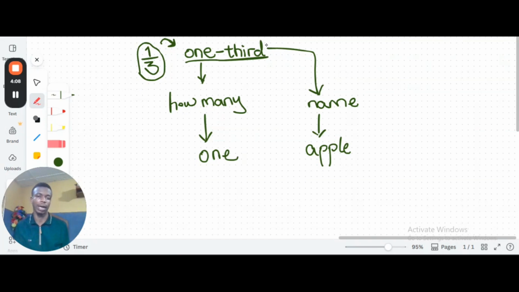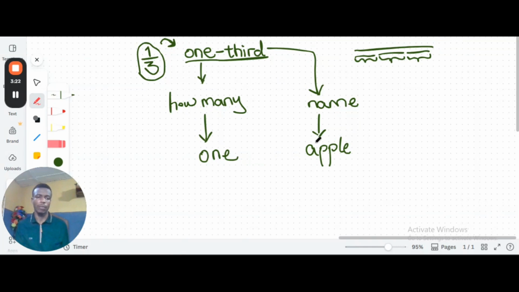Third is what you have when you split a whole into three equal parts. When you split a whole into three equal parts, each part is a third. Now, when you carve out three equal parts out of one whole, each part is called a third. All right? Now, how many thirds are we talking about?